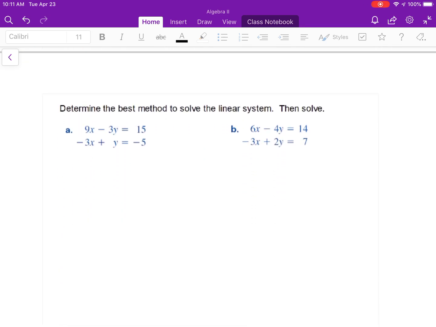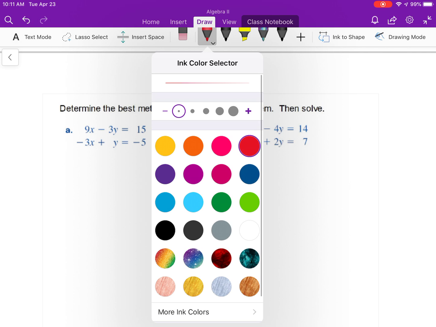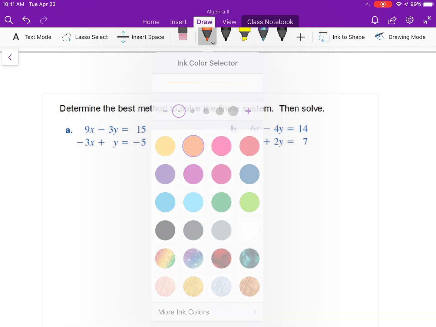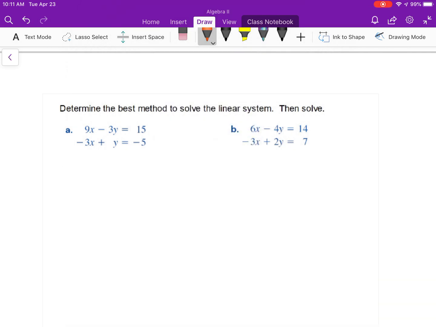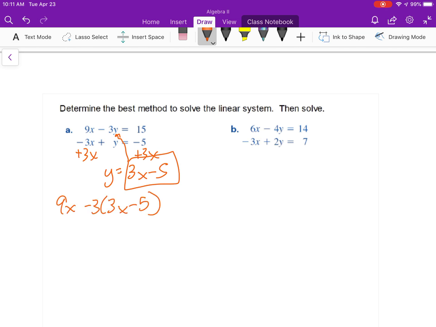So here we go. Solve the system by whatever method you pick. I'm going to pick, just for the heck of it, substitution on this one because it's easily solved for y. So I'm going to add 3x. And I got y is equal to 3x minus 5. That will go up into the second equation. So 9x minus 3 times (3x minus 5) is equal to 15.